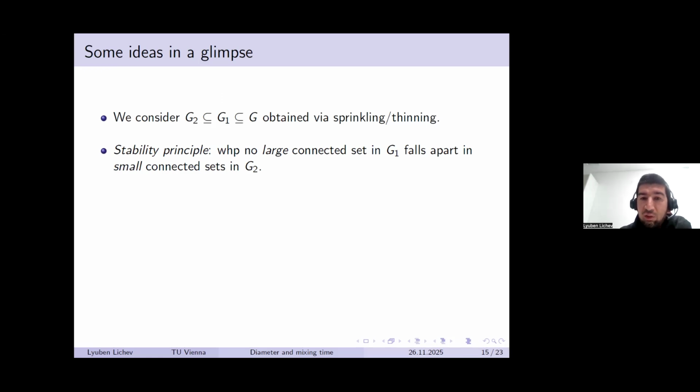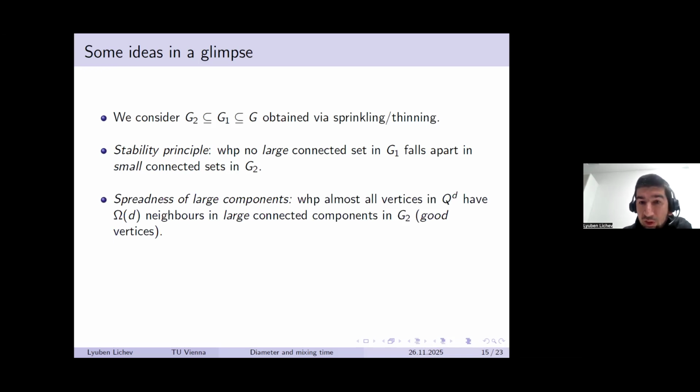Let's look at some large connected sets in G1. We show that the probability that some very large connected set or component in G1 falls apart into a lot of very small components in G2 is very, very small, smaller than the deviation bound I showed you on the previous slide. In particular, this tells you that if you have a large connected set in G1, then when you thin G1 and obtain G2, some part of this large connected set will remain connected. Some constant proportion will remain connected.